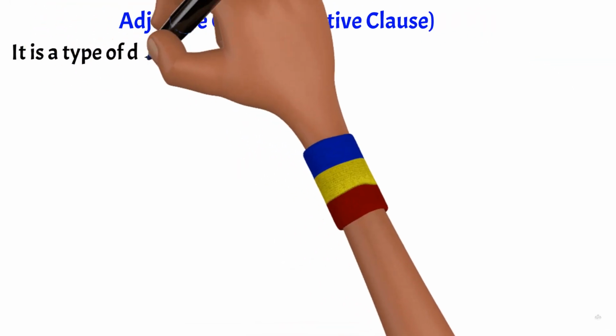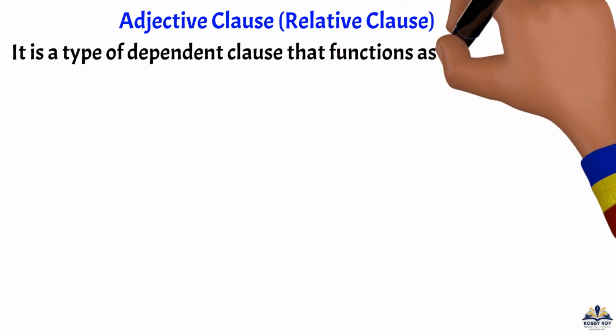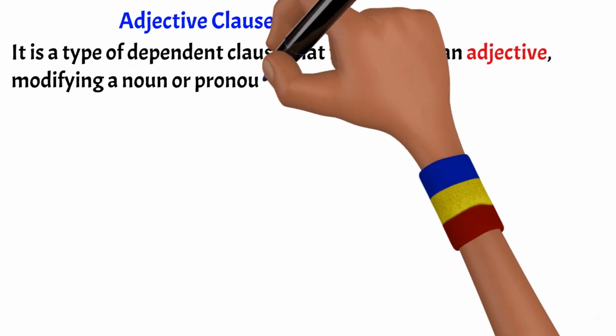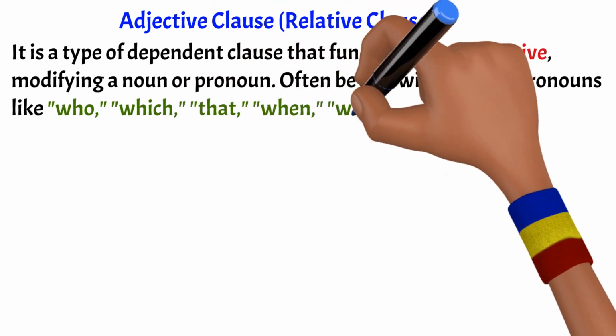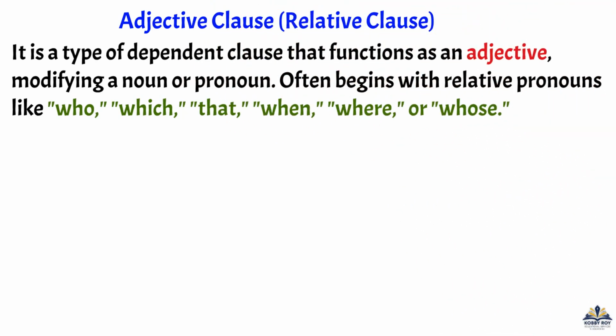Adjective or relative clause. It is a type of dependent clause that functions as an adjective, modifying a noun or pronoun. It often begins with relative pronouns like who, which, that, when, where, or whose.